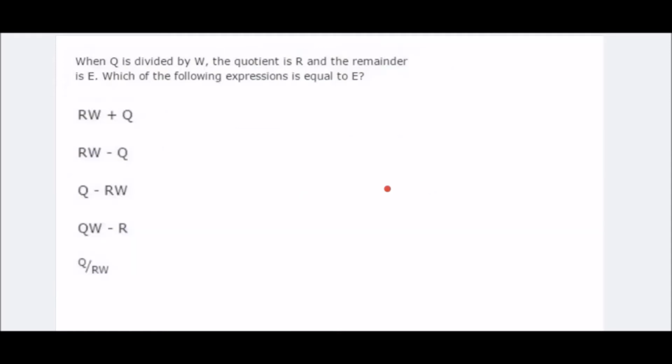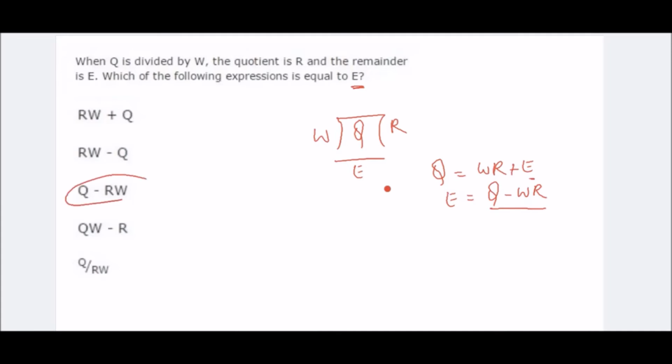So our next question is, when Q is divided by W, the quotient is R and the remainder is E. Which of the following expressions is equal to E? So we have to find out E from here. See here, when Q is divided by W, right, the quotient is R and the remainder is E. So Q will become WR plus E, right? So from here we have to find the E value. So E becomes Q minus WR. So our answer choice is the third option, Q minus RW.